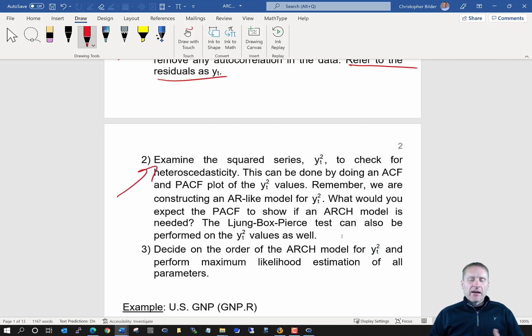We look at the ACF, we look at the PACF to make a decision of, okay, do I need to now account for the variance changing through time? And if so, we can use the PACF plot to help guide us to choose a particular order for our AR model. Then we estimate the model with both the ARIMA part and the ARCH part all together. We use maximum likelihood estimation, and then we look at the final residuals that we get from the model to make sure that everything looks okay.